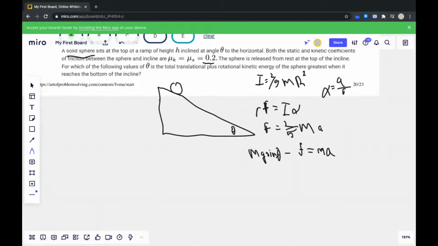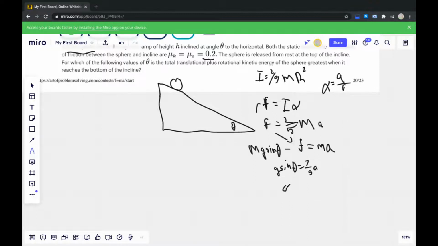Okay, now we can plug in this value of F into the equation, and if we do that, we get that g sine theta is equal to 7/5 a. And if we solve for a, we get that a is going to be equal to 5g sine theta over 7.